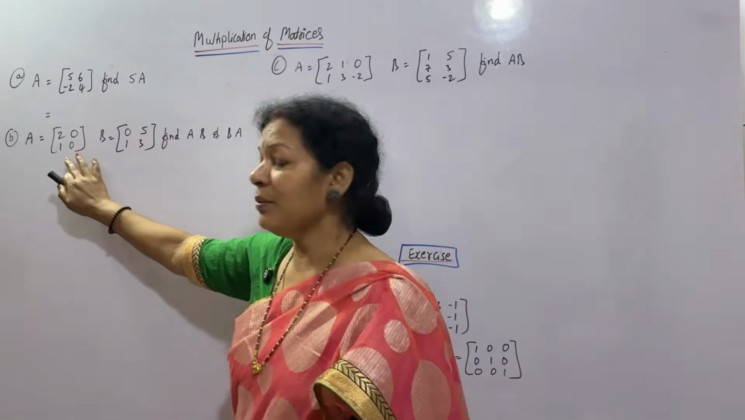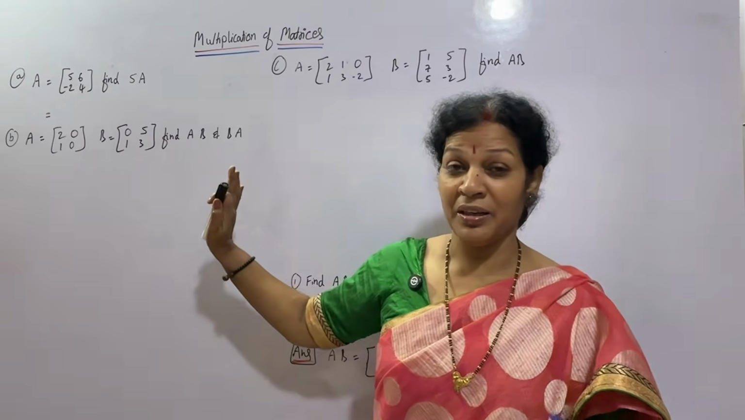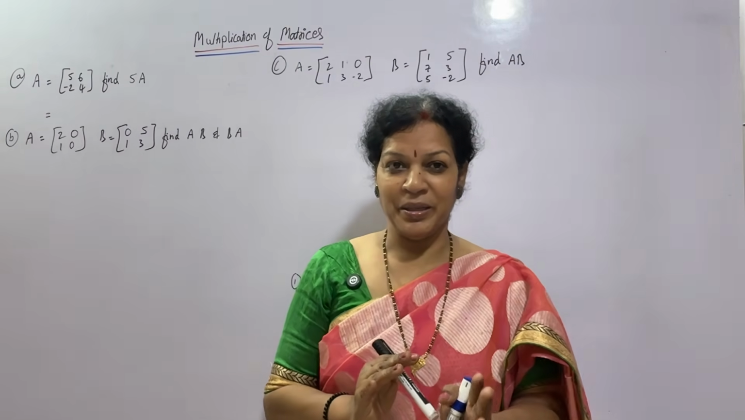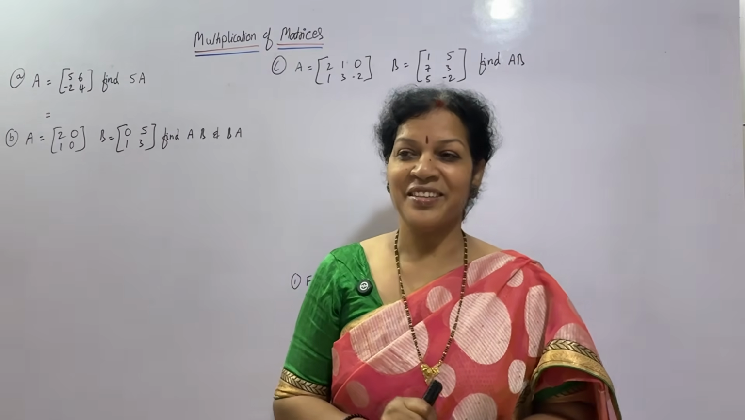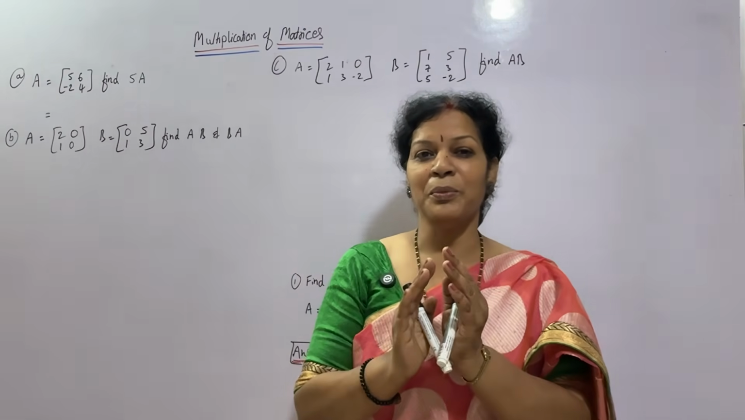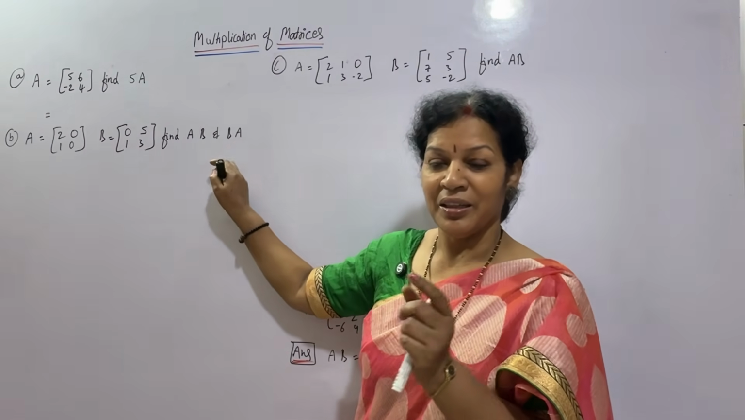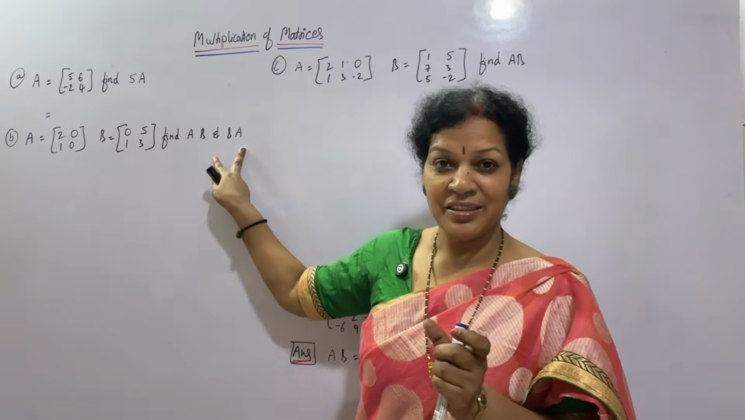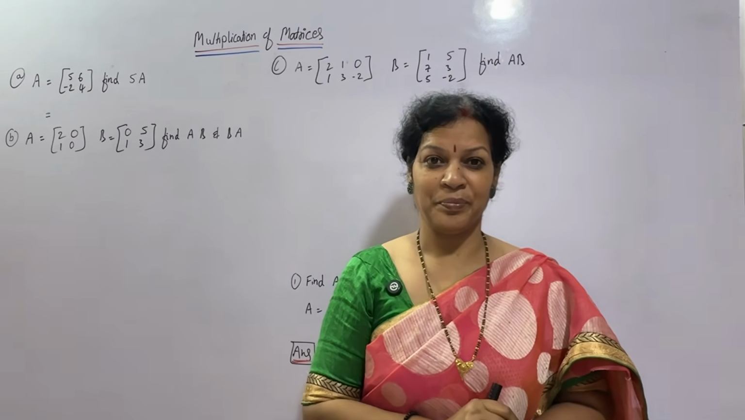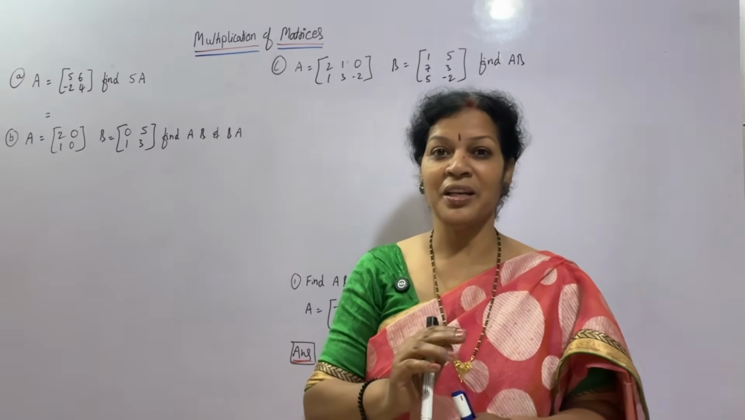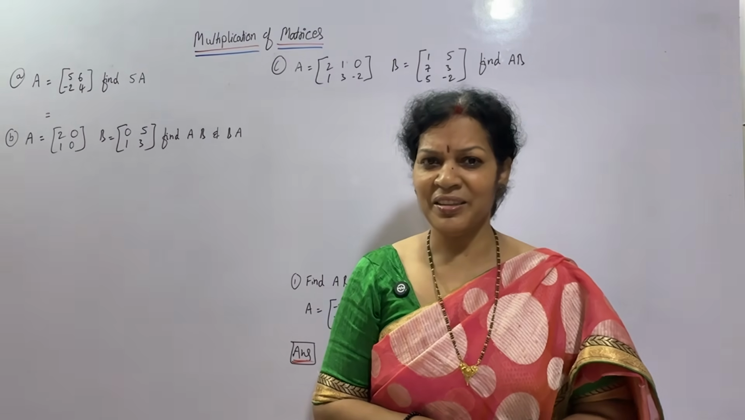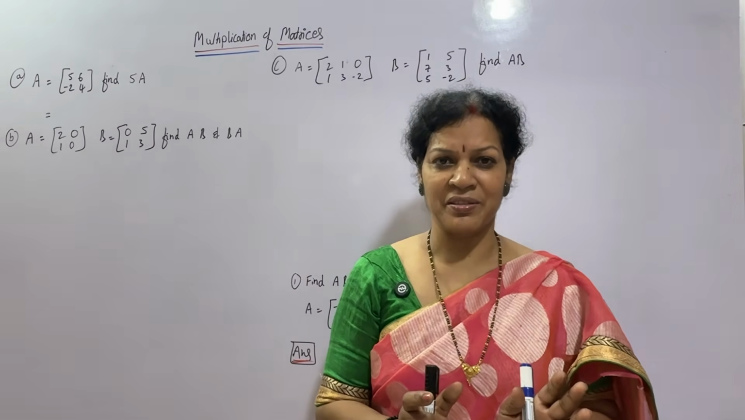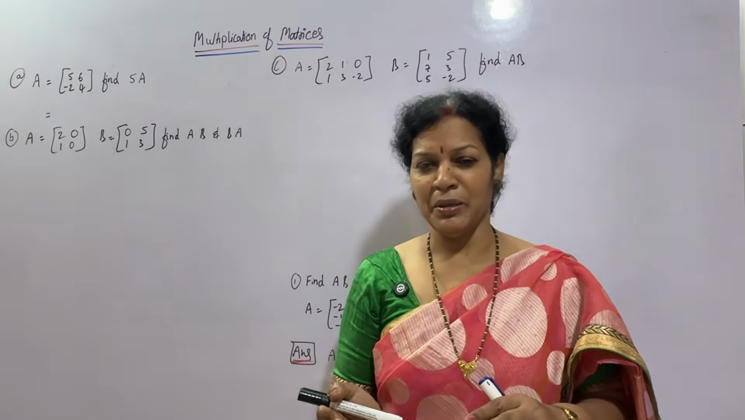And the second one is where A matrix and B matrix are both given, asking us to find AB and BA together. AB, A into B, B into A. Sometimes once you multiply A into B and B into A, both the answers will be different. It's not equal, and sometimes both the answers will be the same. We'll see after working out whether A into B and B into A are equal or not. It can happen anything, may be equal, may not be.